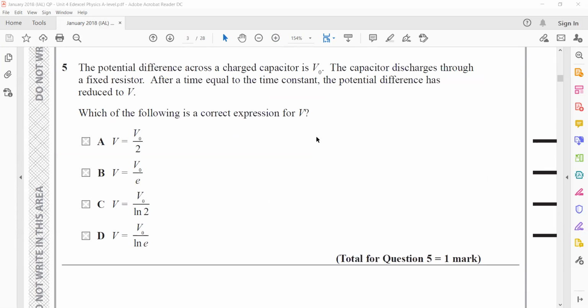The potential across the charged capacitor is V naught. That's the maximum voltage. The capacitor discharges through a fixed resistor after a time equal to the time constant. So the time taken by the capacitor to discharge is the same as the time constant. What is the potential? The potential has reduced to V. Which of the following is the correct expression for V?